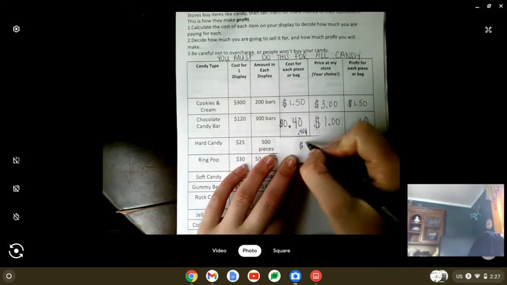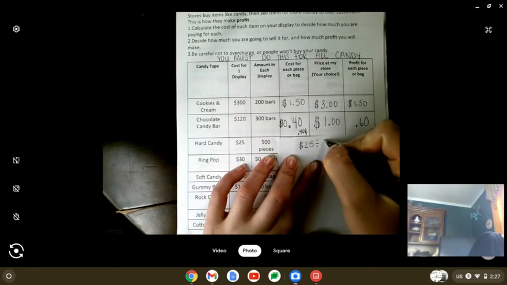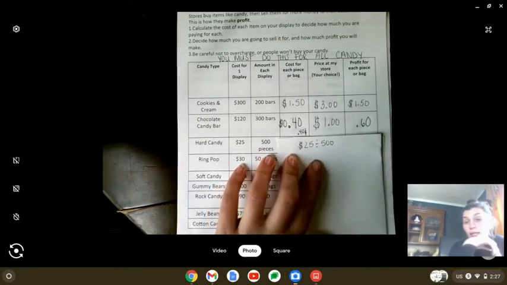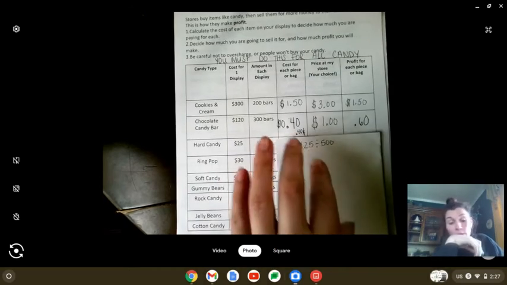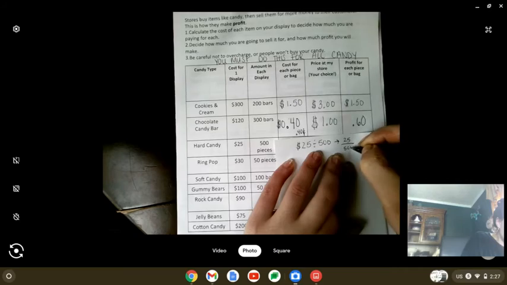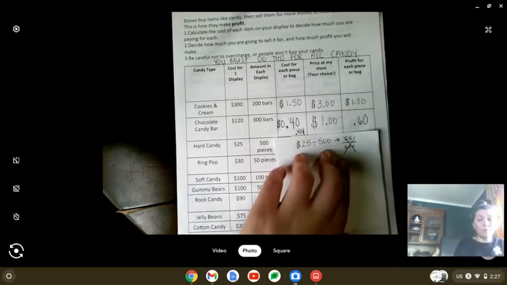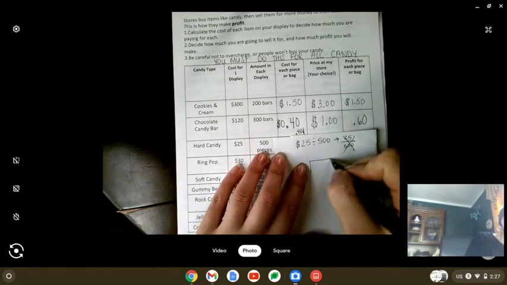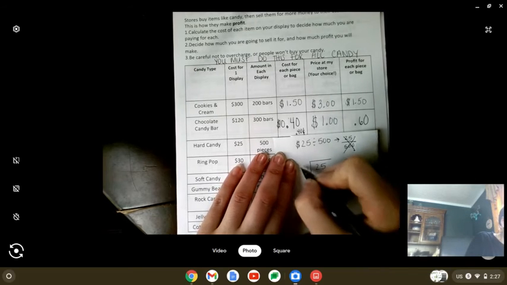So this is $25 divided by 500 pieces. Ooh, well, I know I can't get rid of any zeros because my first number doesn't have a 0. So if I were to change it into a fraction, it wouldn't do anything for me. So I'm going to go right into long division, and it's going to be tricky.